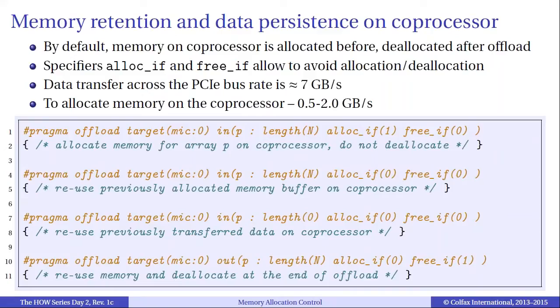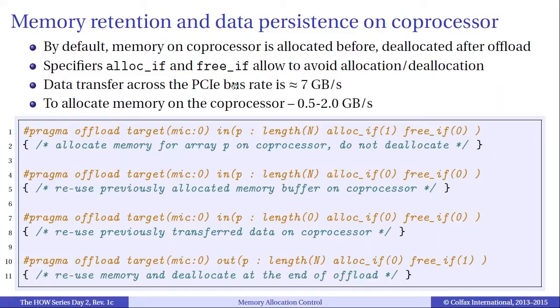As I mentioned, by default, when offload occurs, the system will allocate a buffer for data on Xeon Phi, copy the data from the host to Xeon Phi, then run the offload. At the end, it will copy the data back to the host, deallocate the memory buffer, and return control to the host.